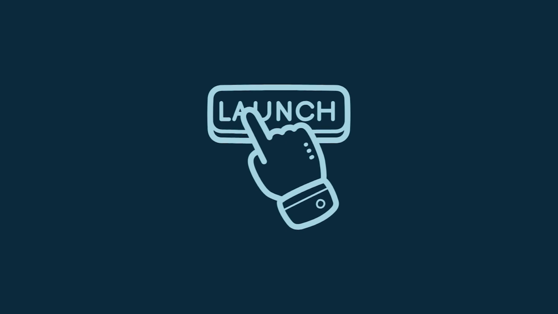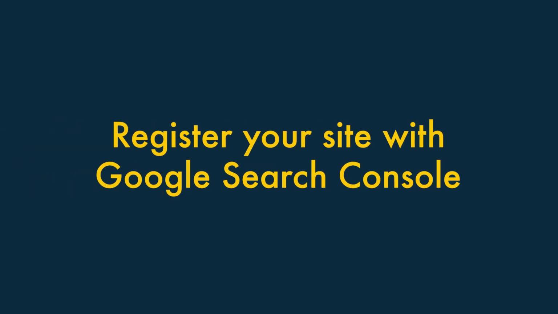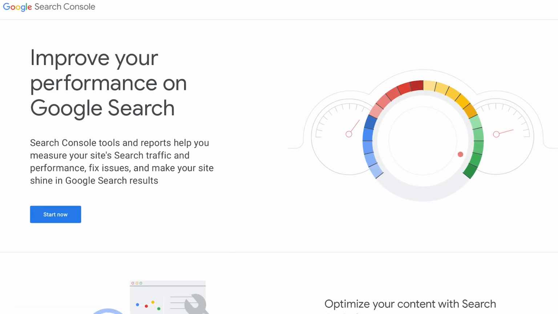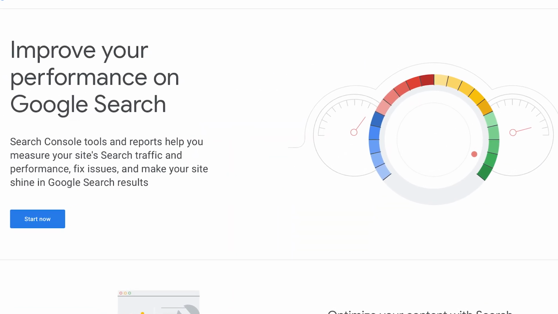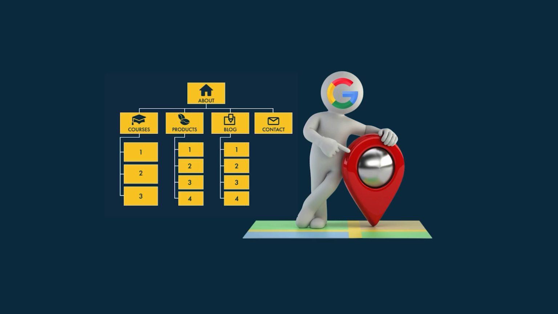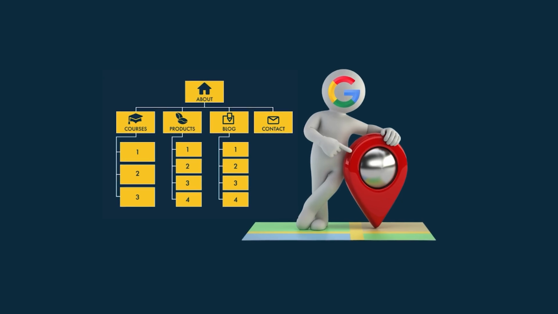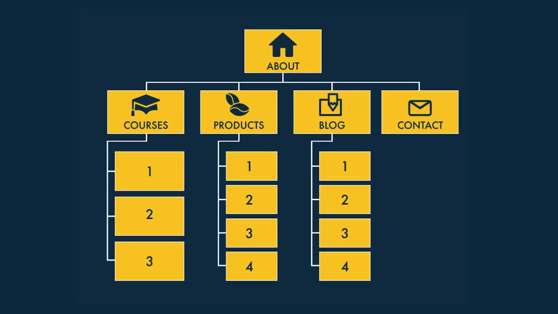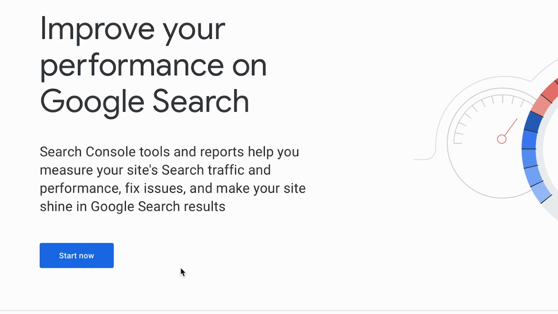Okay, let's start with something that's quick and easy to do, but also very important to do, and that's telling Google that your site exists. 1. Register your site with Google Search Console. Registering your Shopify store with Google Search Console is a key starting point for SEO. This is free to do and lets Google know where your site is located and what pages and products it contains.